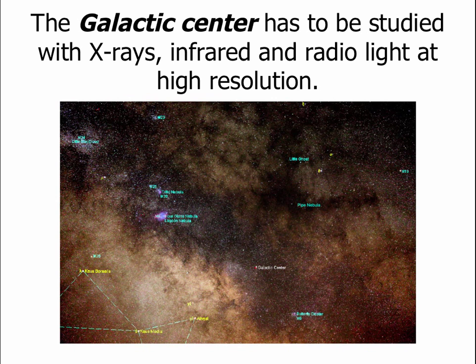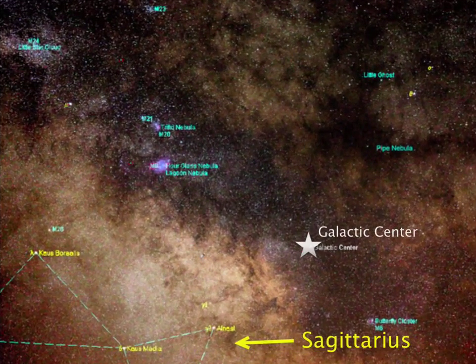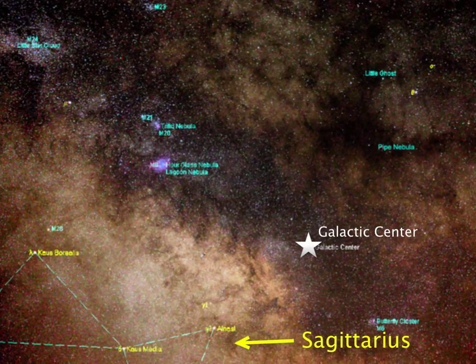This galactic center, we have to study it at wavelengths other than optical light because there is so much dust in the way that no optical light from the center of our galaxy gets to us. So we study it with X-rays, we study it with infrared light, and we study it with radio waves because these can penetrate the dust.